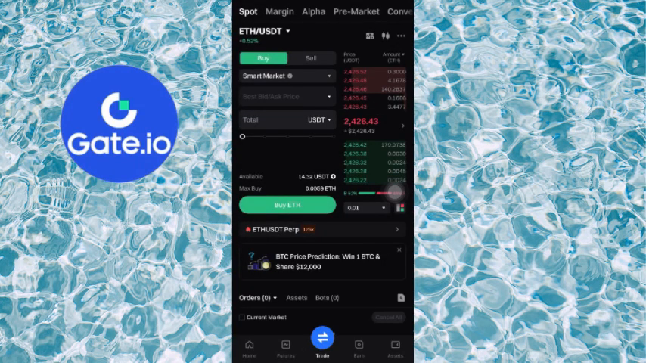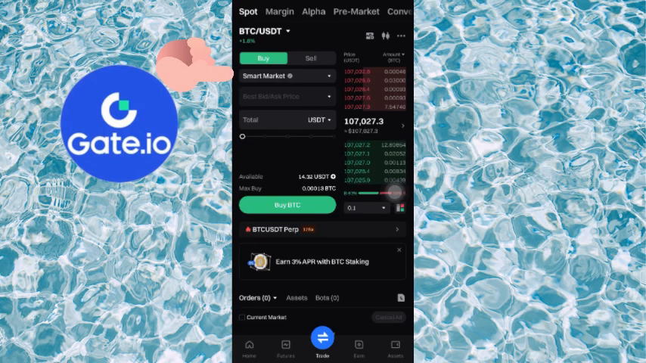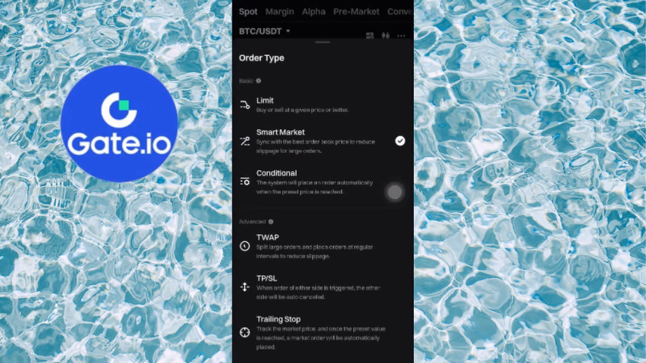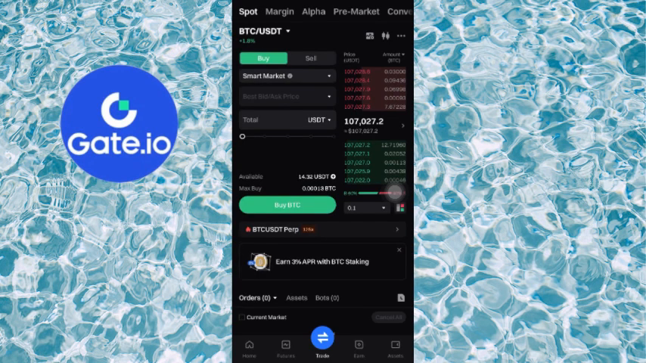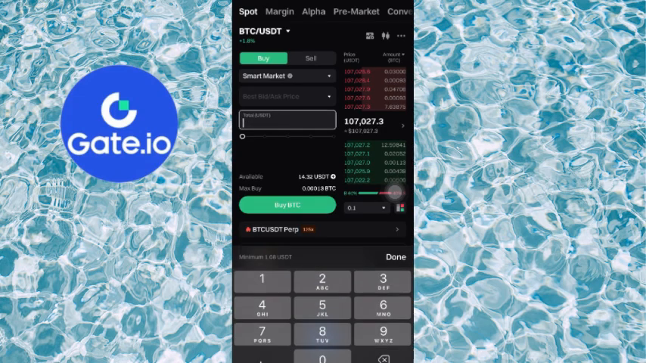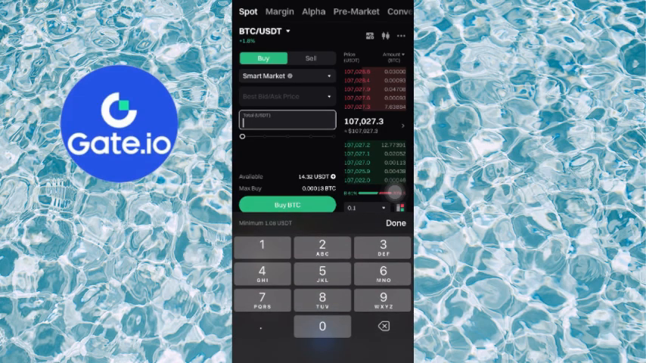So this is it. It's going to show BTC/USDT, and you have to make sure that it's at the buy side since you are going to buy. And over to the next one, which is smart market. You can put it in smart market or limit depending on the one you want, but I will advise you to put it on smart market. And here is assessing the total of USDT, and you can see the price of Bitcoin here. You can see it here.